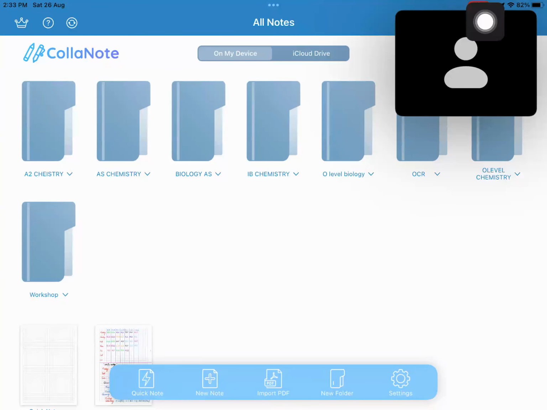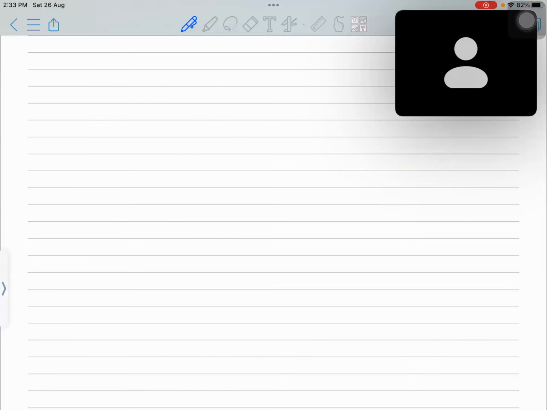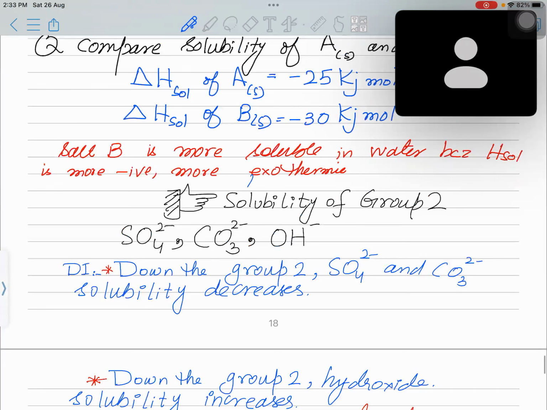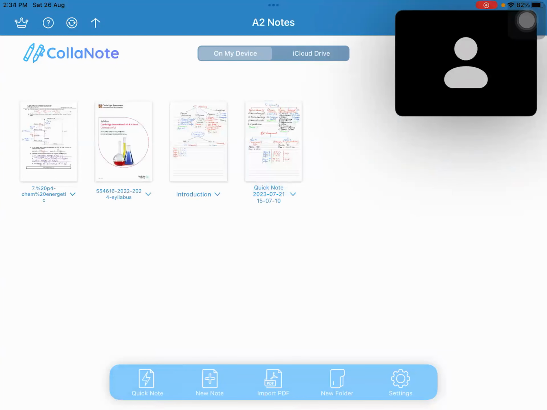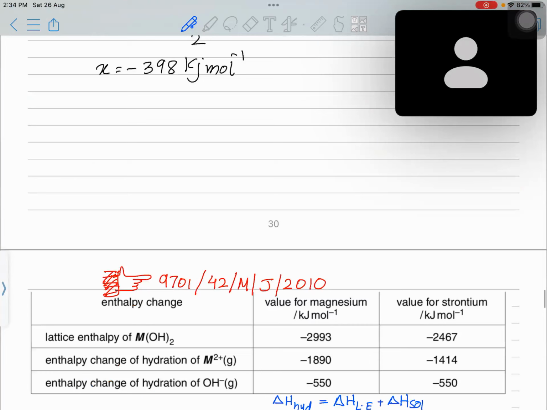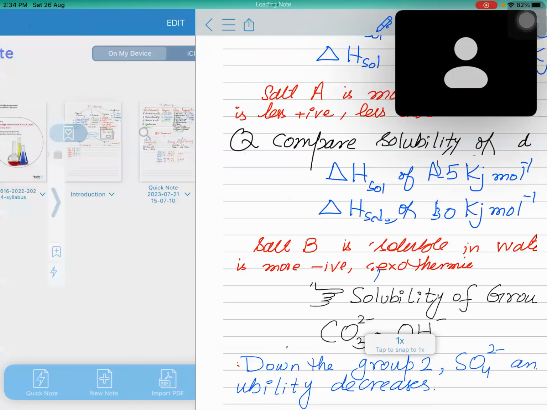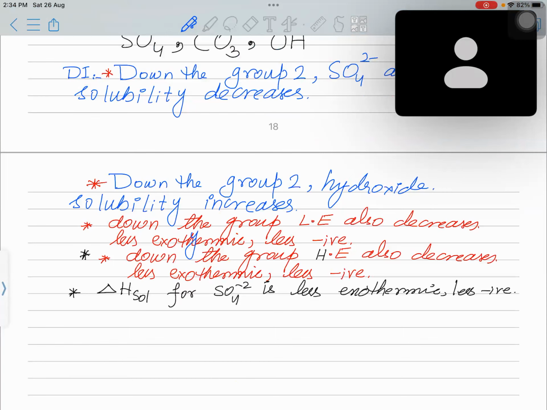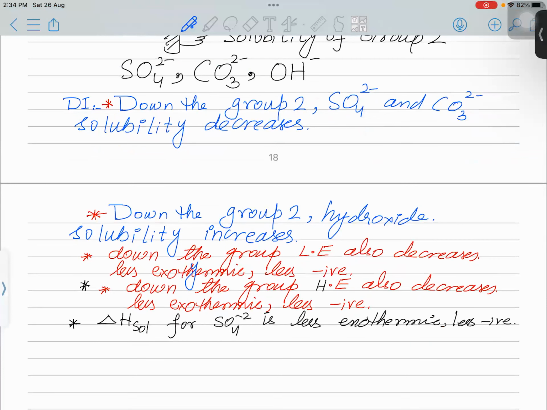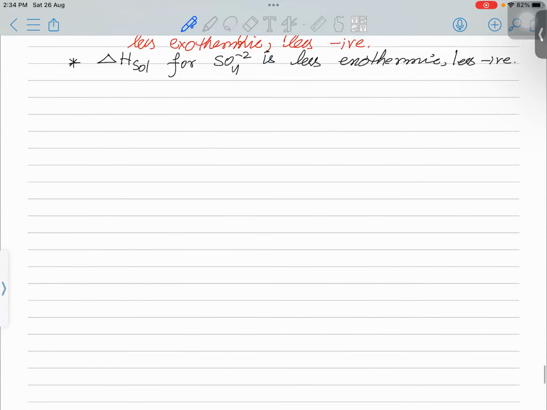Last time we have discussed solubility. Last time we have discussed solubility of group 2 carbonate, sulfate and hydroxide, right? So today we will start entropy.